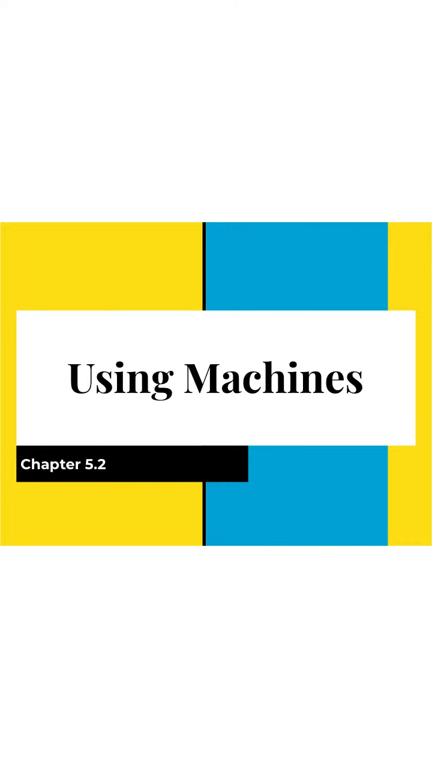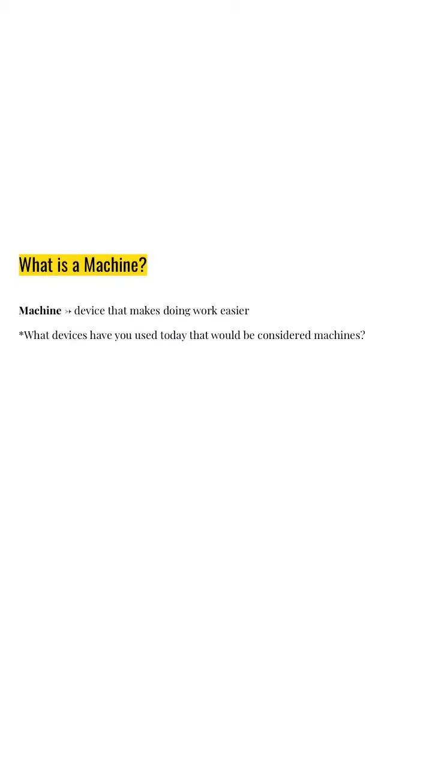Okay, so this section is all about using different machines, what machines are, and what the advantage of using a machine is. So if we go to the second slide, what is a machine? A machine is a device that makes doing work easier.